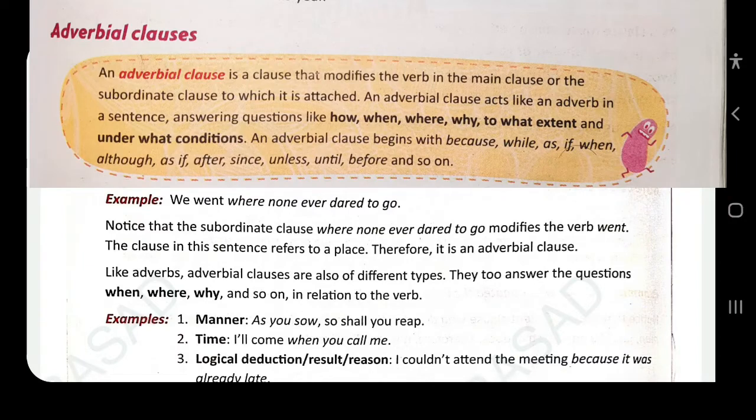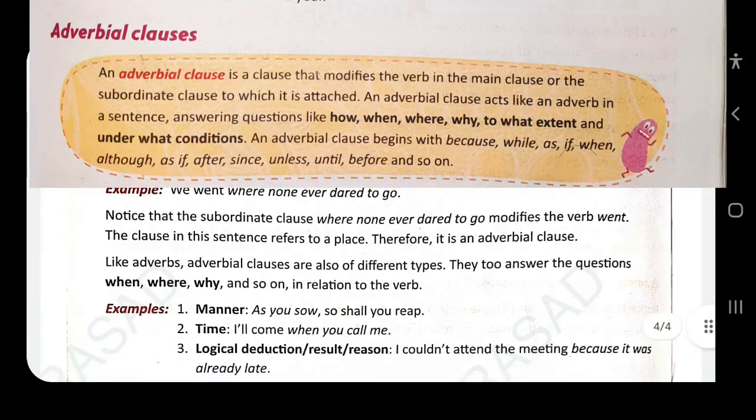Adverbial clauses. An adverb clause is a clause that modifies the verb in the main clause or the subordinate clause to which it is attached. So an adverbial clause acts like an adverb in a sentence, answering questions like how, when, where, why, to what extent, and under what conditions.